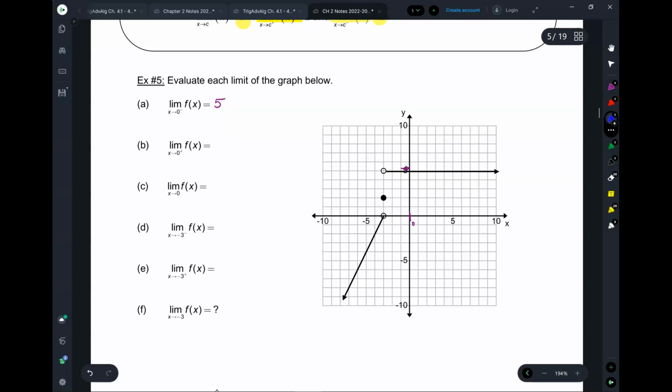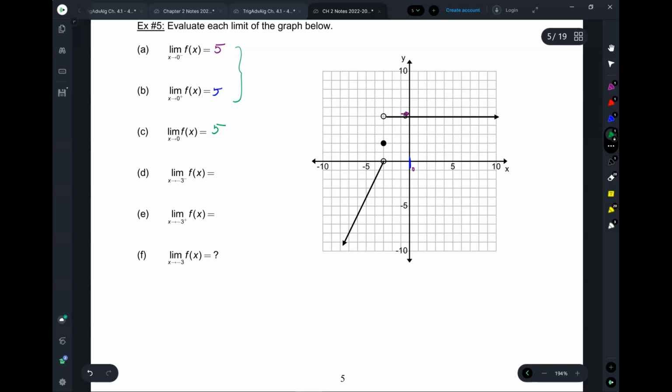Now, the limit as x approaches 0 from the positive side, so here is 0. From the positive side, immediately to the right of 0, where is the graph? Up here at around y equals 5. Because from the left and from the right of 0, the limit is 5, we say the limit as x approaches 0 is also 5, because the left and right limits are the same.